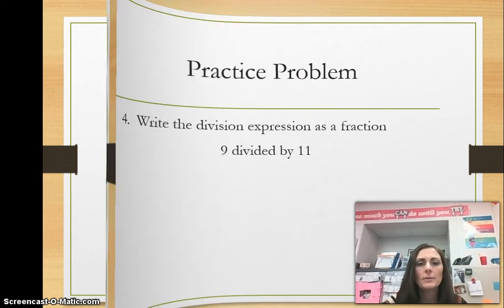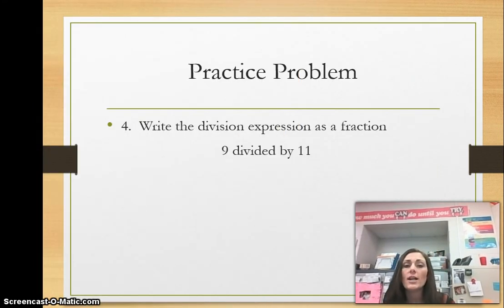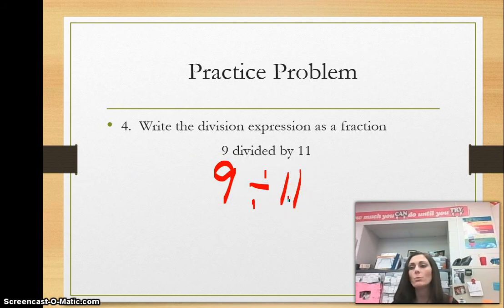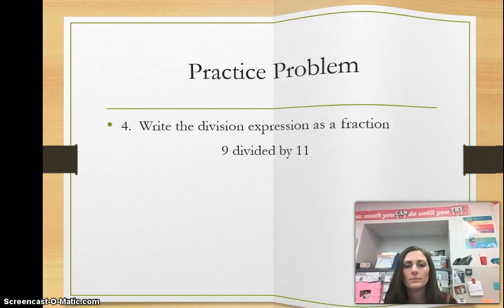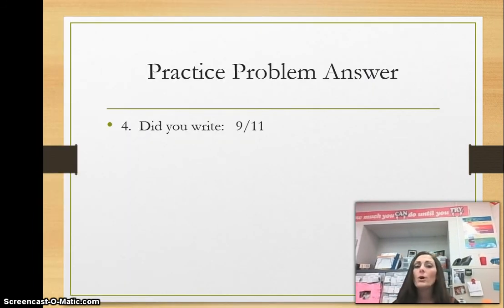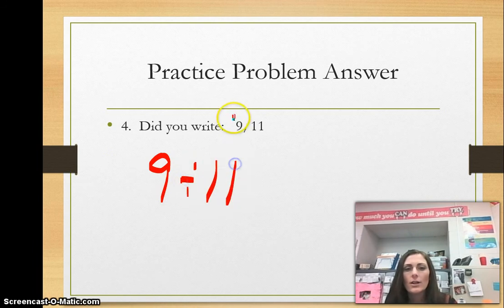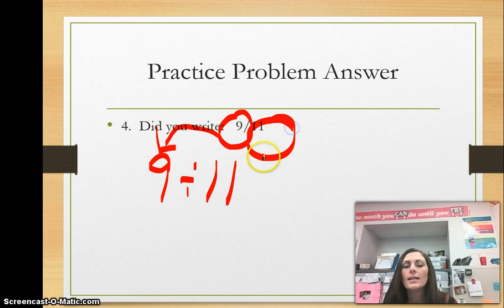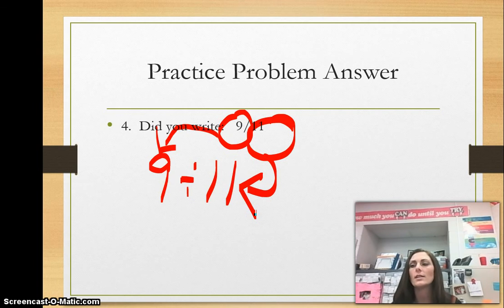The next one, write the division expression as a fraction. So you have 9 divided by 11, and I just want you to write that as a fraction. So push play when you're ready. And if you wrote 9/11, you're absolutely correct. And one of the things I want you to remember is the numerator is the dividend, and the denominator is the divisor. If you've got that down, you are a success for this lesson.